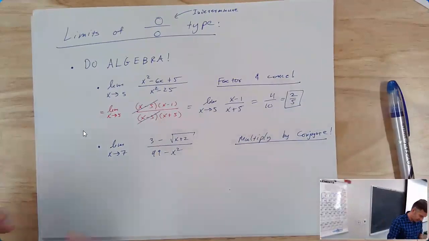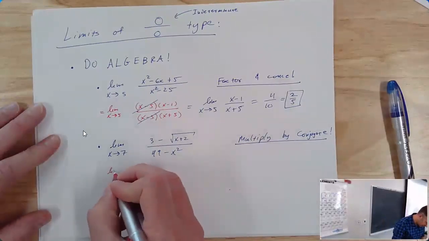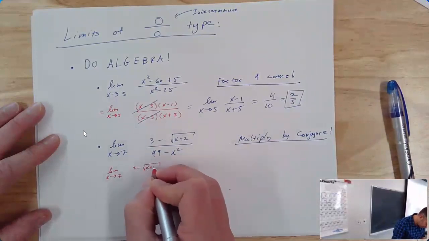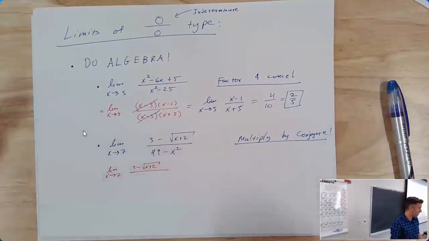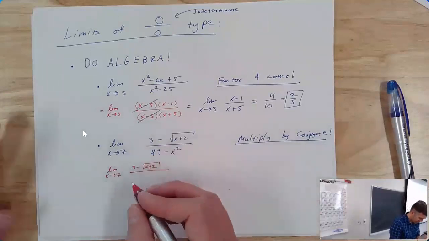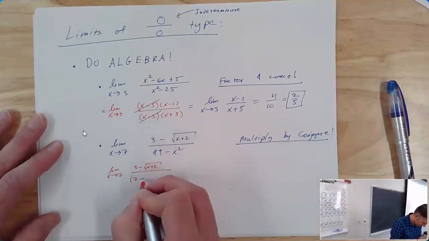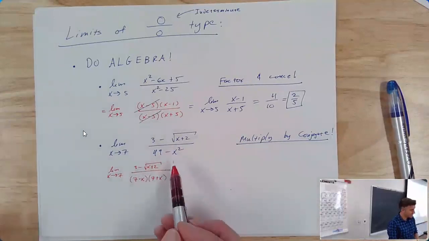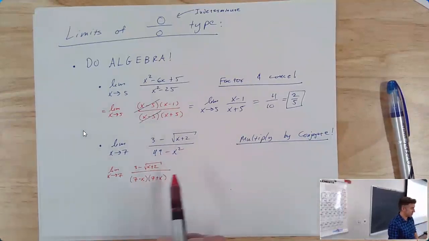We're going to multiply with the conjugate, so we're going to have the limit as x approaches 7 of 3 minus the square root of x plus 2 over, I'm going to factor the bottom since I know I'm going to need to. I'm going to have a 7 minus x times a 7 plus x. I do want to be explicit here. This does not factor as x minus 7 times x plus 7. It is 7 minus x times 7 plus x.